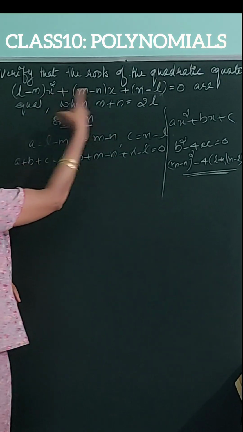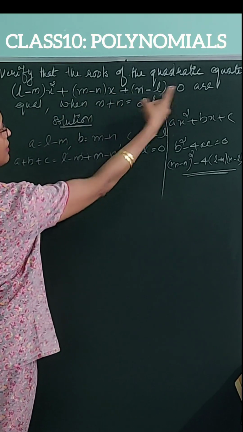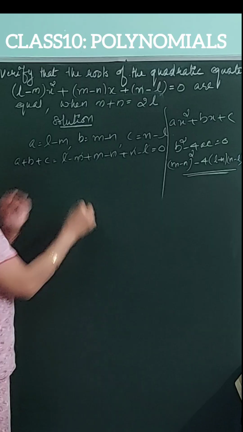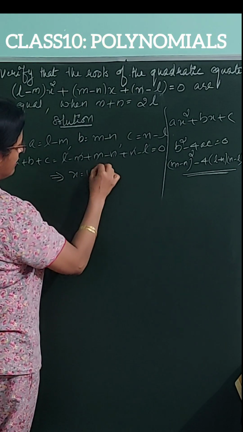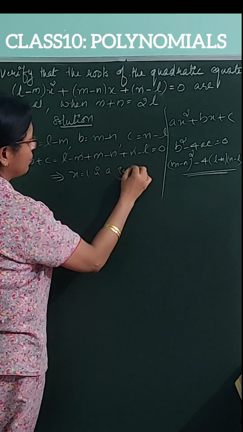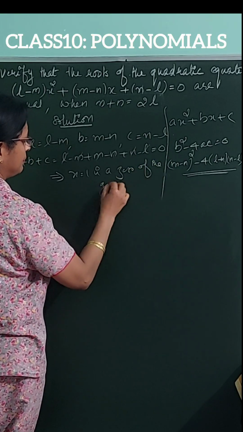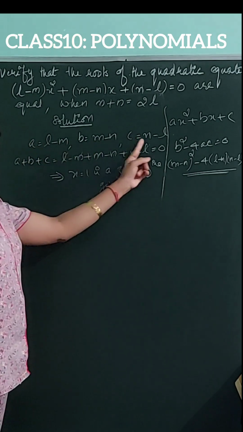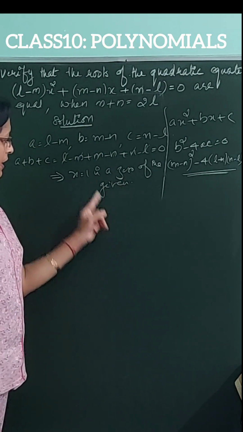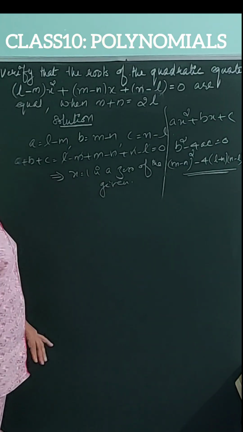If you substitute x is equal to 1 in the equation, L minus m plus m minus n plus n minus L will become 0. So this happened, so we can say that x equals 1 is a root, is a 0 of the given equation. So by simply observing the sum of coefficients, we can directly say that one of the roots of the equation is x is equal to 1.